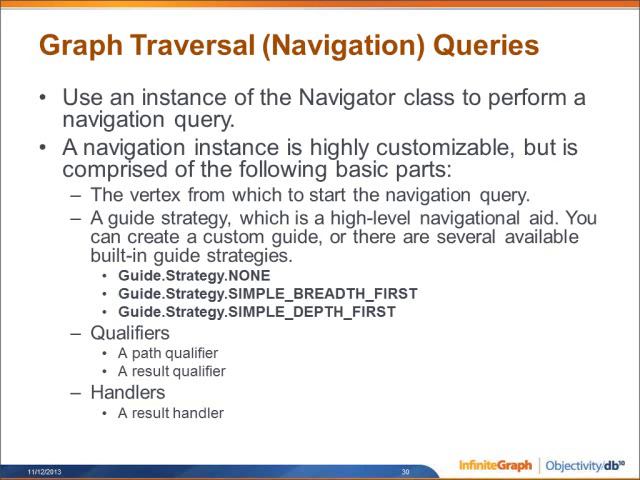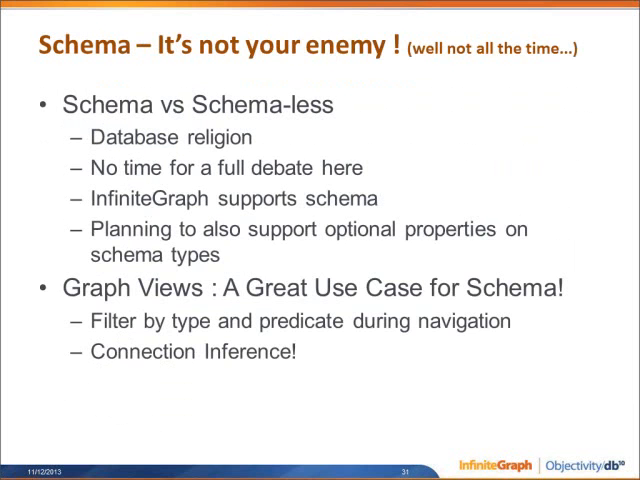Our traversal can be very complex or it can be very simple depending on your needs. So we have these default strategies, breadth first and depth first, which are what we call guides. And then we have custom qualifiers and custom result handlers, which allow you to do very complex navigational queries.